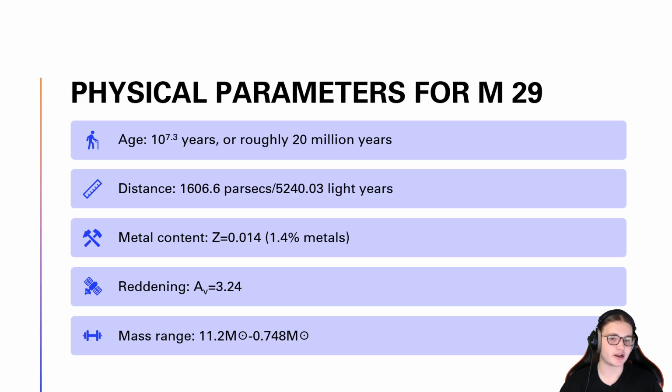Finally, its stars range from about 11.2 solar masses to 0.748 solar masses, with the most massive stars being about 11 times heavier than the Sun, and the smallest about 75% of the Sun's mass.